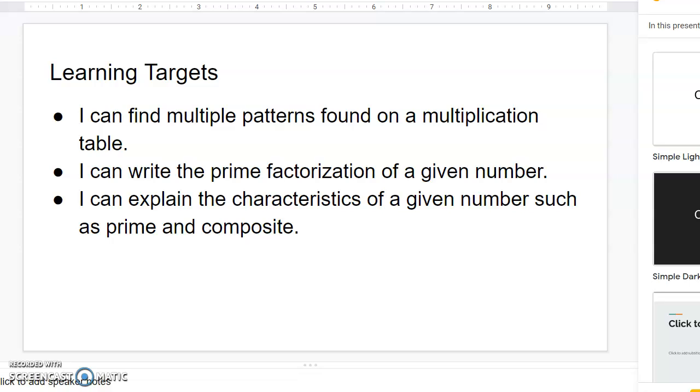The learning targets for today's lesson are: I can find multiple patterns found on a multiplication table, I can write the prime factorization of a given number, and I can explain the characteristics of a given number, such as prime and composite. Today we are only going to focus on that first target. The rest we will focus on next week.